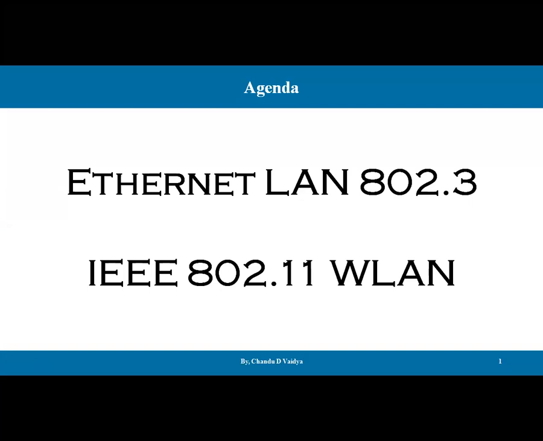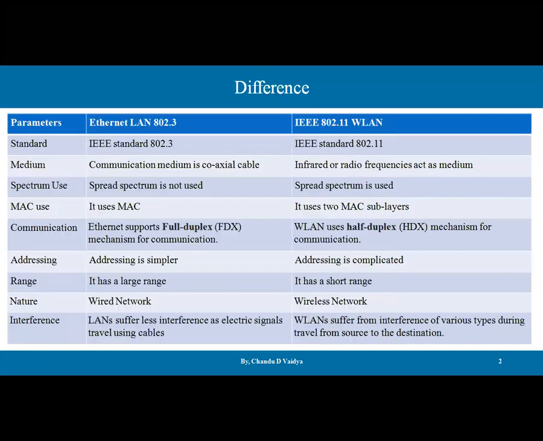Today we are going to discuss the Ethernet LAN, that is IEEE 802.3, versus IEEE 802.11, that is wireless LAN. So we are going to discuss the difference between these two. Now let's take the difference. Here we have three columns: parameters, 802.3, and next 802.11. The first parameter is the standard: IEEE standard 802.3, and here wireless IEEE standard 802.11.